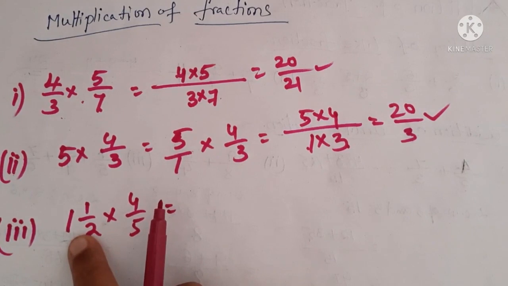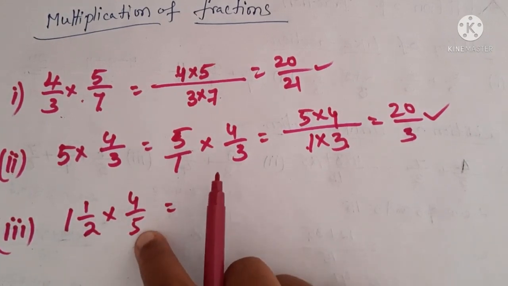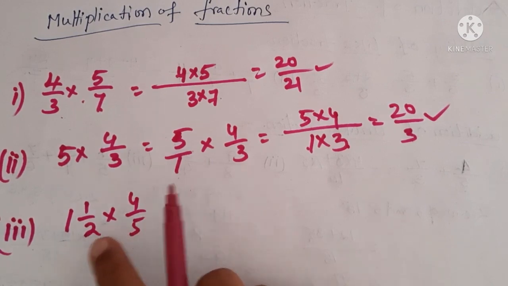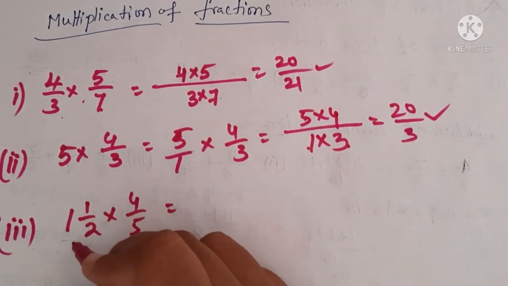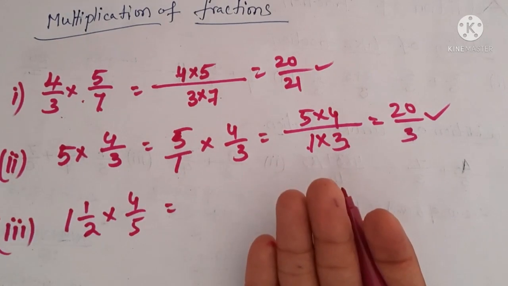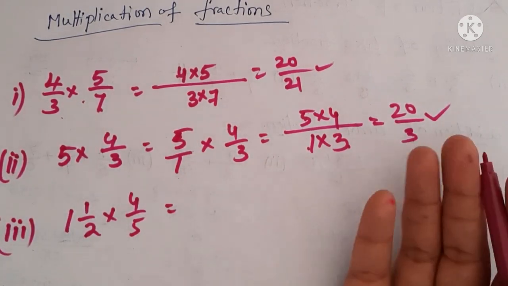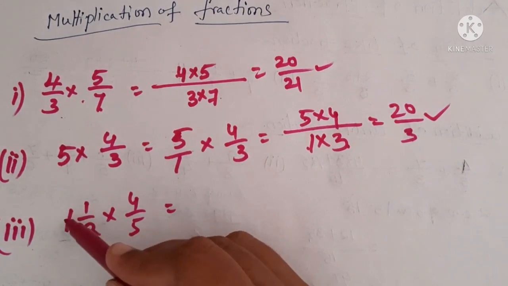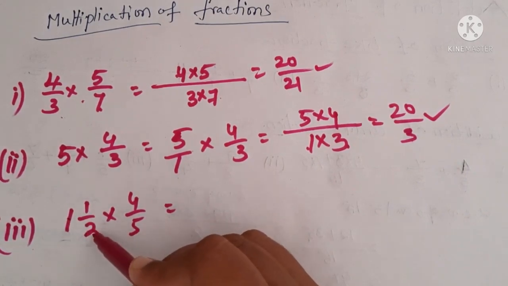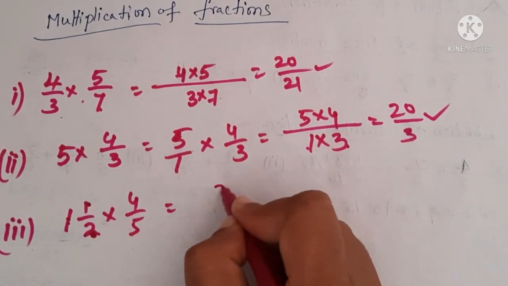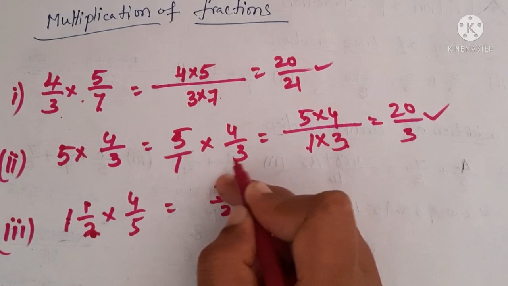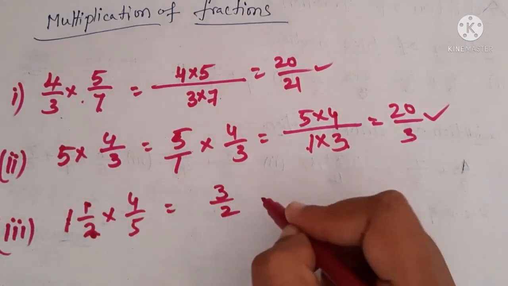And next, the third one is 1 and 1 by 2 into 4 by 5. This is the mixed fraction and this is the proper fraction. How can we multiply these two fractions? See here, first convert the mixed fraction into an improper fraction. You know how to convert into an improper fraction? First whole number and denominator multiplied: 1 into 2, and add 1. So we will get 3 by 2. This is the improper fraction of the given mixed fraction.